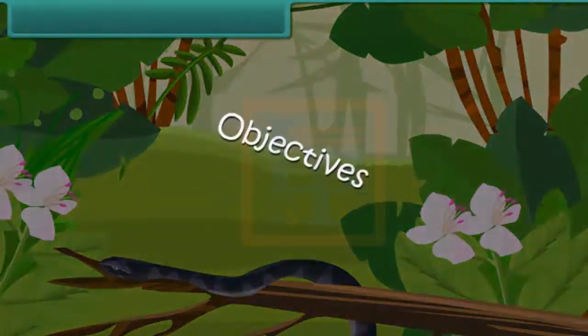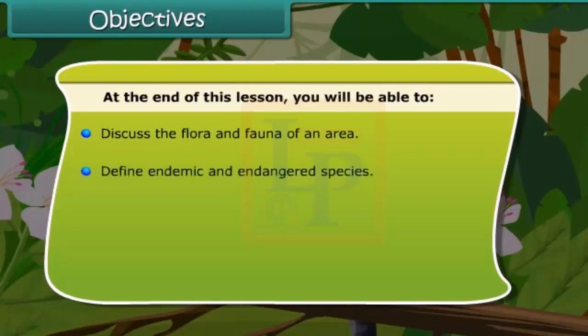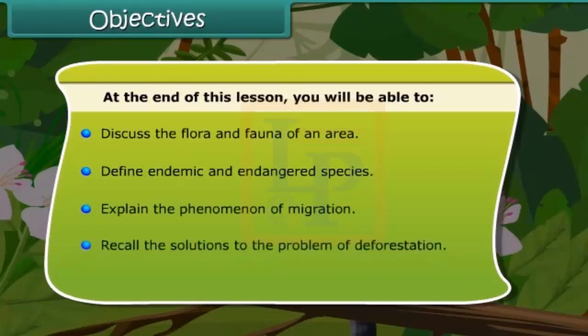Objectives. At the end of this lesson, you'll be able to discuss the flora and fauna of an area, define endemic and endangered species, explain the phenomenon of migration, recall the solutions to the problem of deforestation.